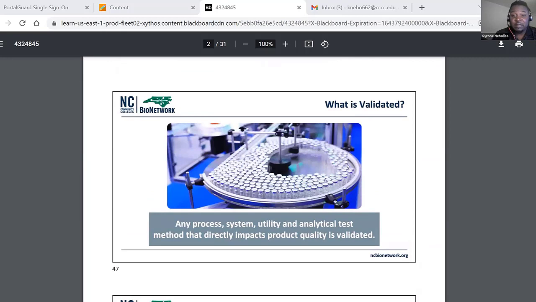So, what is validated? Any process, system, utility, and analytical test method that directly impacts product quality is validated. So essentially, the equipment that you use to manufacture a product, the utilities that go into the product, the systems, the process, anything that impacts product quality ultimately needs to be validated to prove that the equipment or process or system is fit for intended use and that it can be reproducible and be able to make these batches consistently on a day-to-day basis. So that's why we validate.